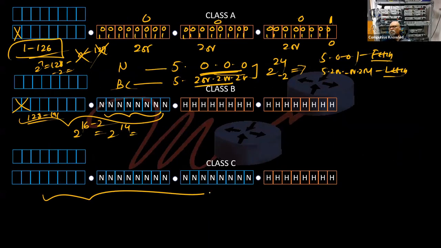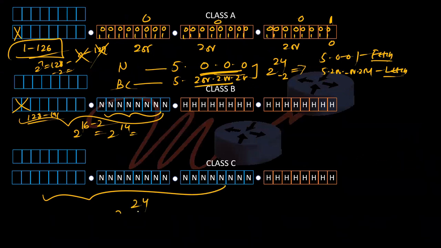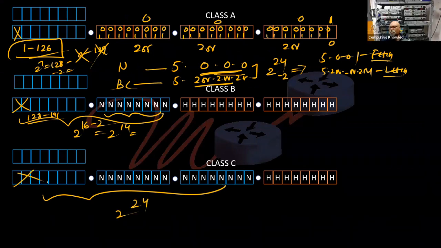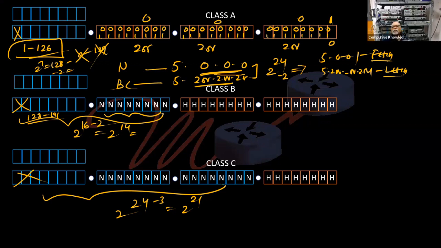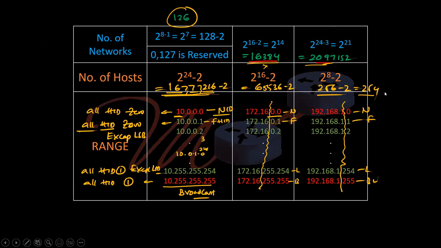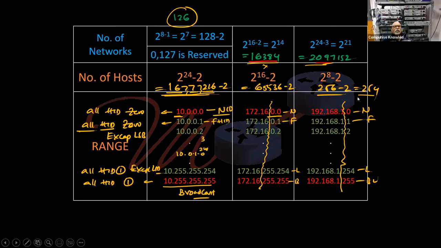Same way in class C. We have 24 bits, 2^24, but 3 bits are fixed. So 2^21. Yes. That's how it is. That's the logic. Number of networks, number of hosts. Any doubts?